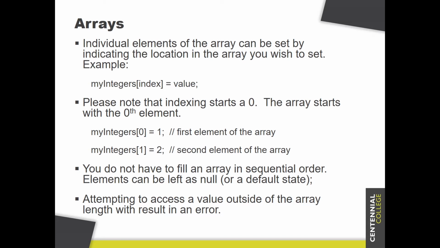Accessing an individual space within an array is fairly simplistic. myIntegers[index] equals value will allow us to place a value into a specific location within the array, particularly the space at that index. Now, the indexing in an array starts at 0 and goes up from there. So 0, 1, 2, 3, 4. The very first element of an array is at index 0. So if we take a look here, myIntegers[0] equals 1 will place 1 as the value in the first element. myIntegers[1] equals 2 will place 2 in the second element of the array. So we can build our array in that format fairly simplistically.